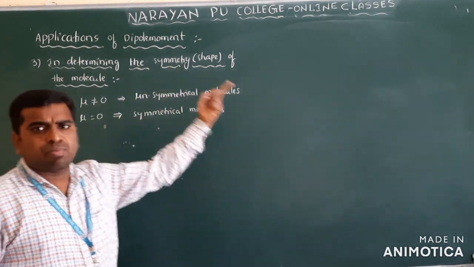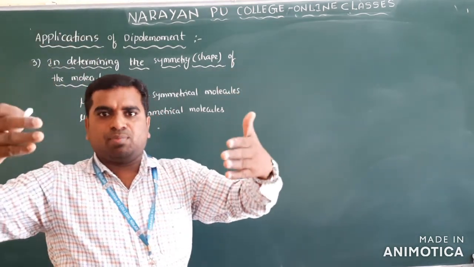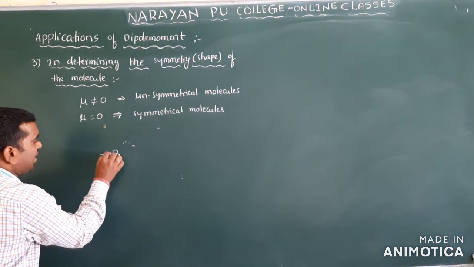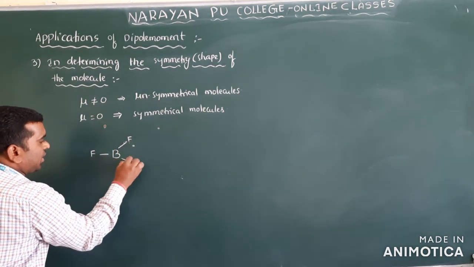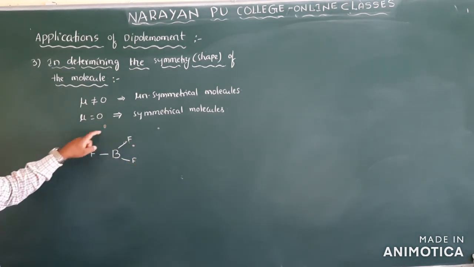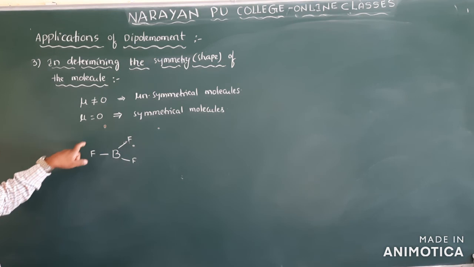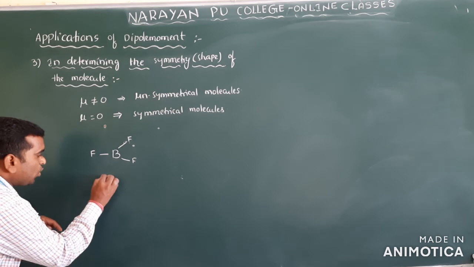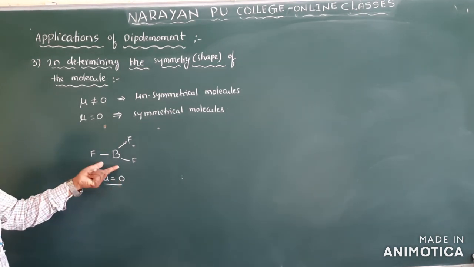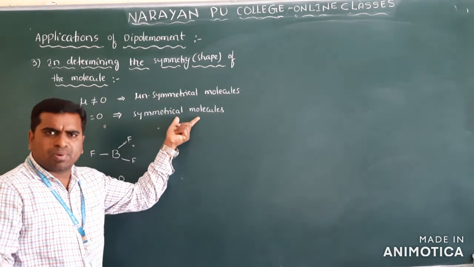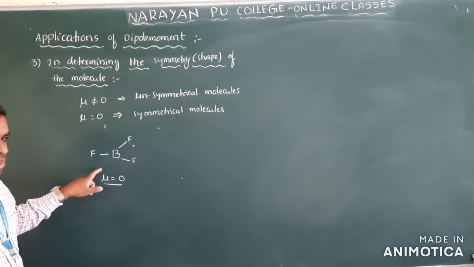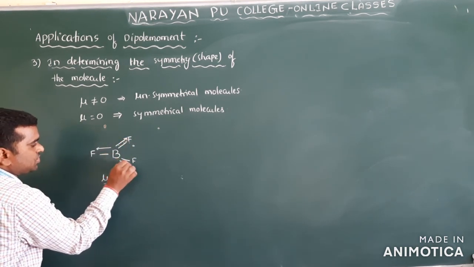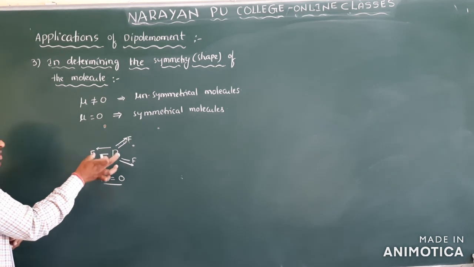Means we can say the shape of the molecule: the molecule is having symmetry, symmetrical or not. Clear? Suppose, I will take the previous example, BF3, boron trifluoride. You see the central atom is attached to all similar atoms, and the dipole moment is 0. For this one you already know the dipole moment is equal to 0, so we will call this a symmetrical molecule. Simply, for symmetrical molecules the dipole moment will always be 0. I have already mentioned why the dipole moment is 0 here.